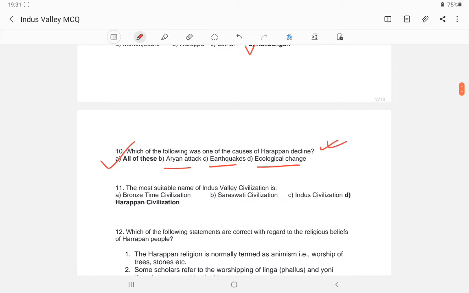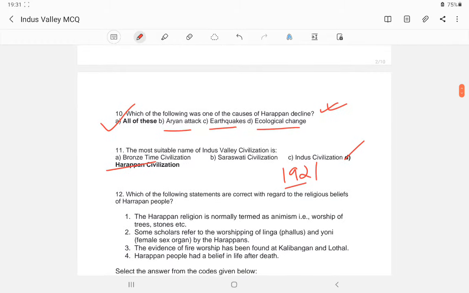The most suitable name for the Indus Valley civilization is what? Because Harappa was first discovered in 1921, the answer is Harappan civilization.